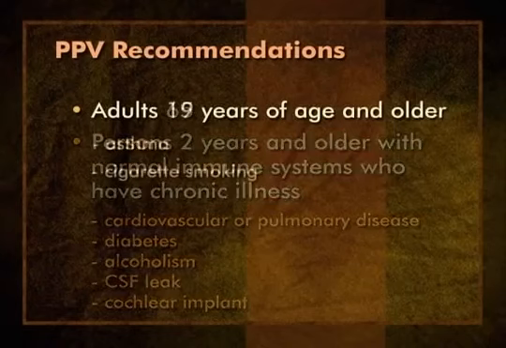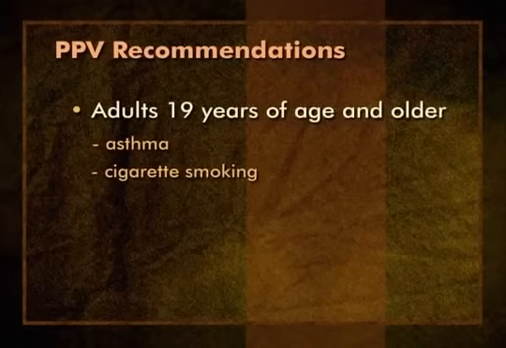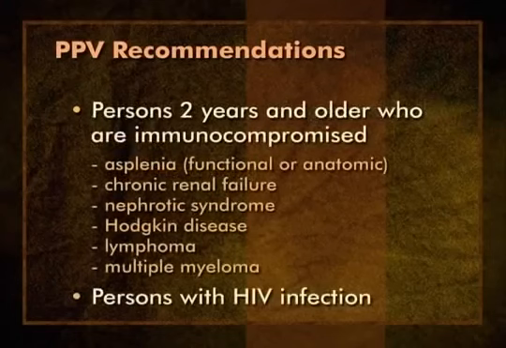In 2008, ACIP added 2 new indications for pneumococcal polysaccharide vaccine for adults 19 years of age and older. These new indications are asthma and cigarette smoking. These groups were added because of evidence of an increased risk of invasive pneumococcal disease. Available data do not support asthma or cigarette smoking as indications for PPV among persons younger than 19 years.